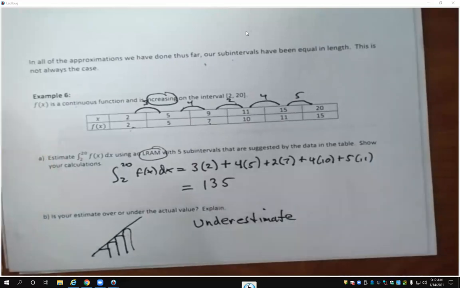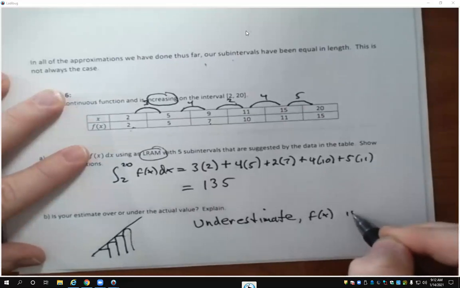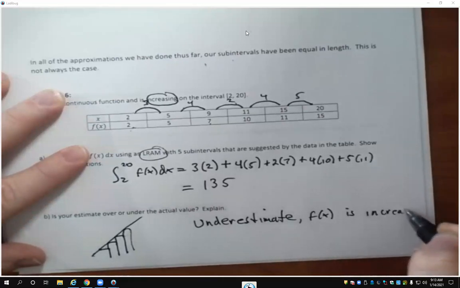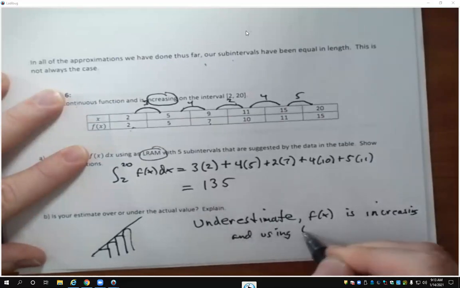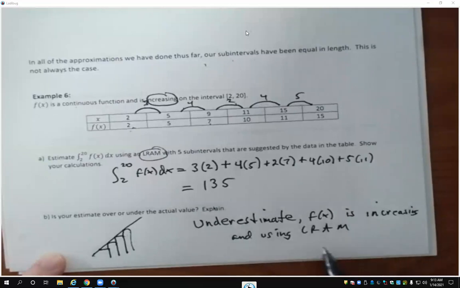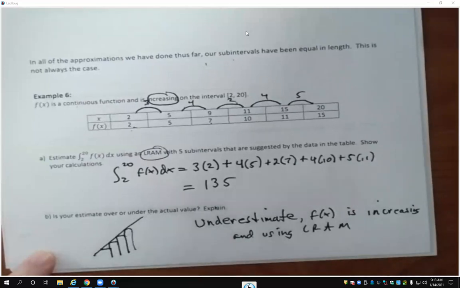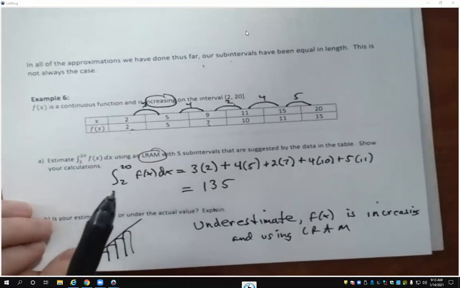And we obviously have to explain. So here's our explanation: underestimate, f of x is increasing and using LRAM. That's all you've got to say. You've got to answer the question. It's an underestimate. Is it over or under? It's under. Explain: f of x is increasing and we're using LRAM. That's this picture. You can't just draw the picture like this and expect them to understand what you're doing. That's your notes to yourself, and then you just have to write that explanation. It's all that's needed. We don't have to write those paragraphs you guys have been giving me all year.